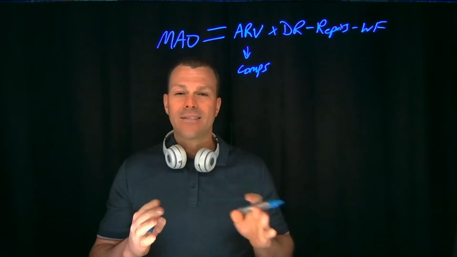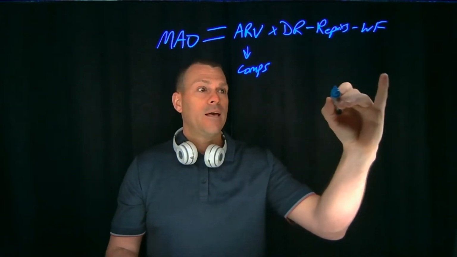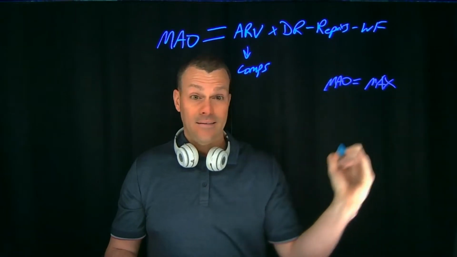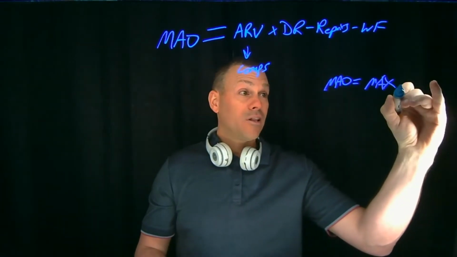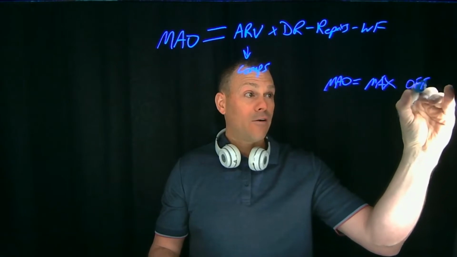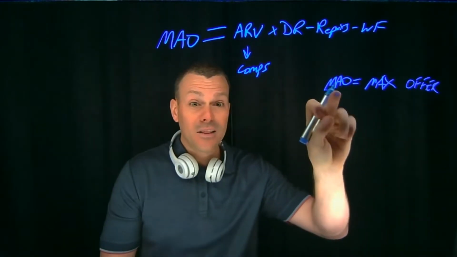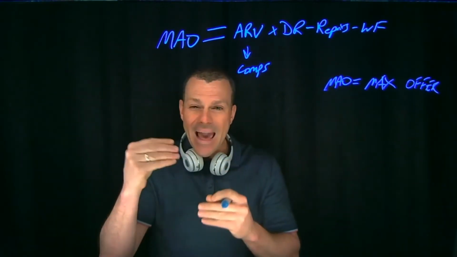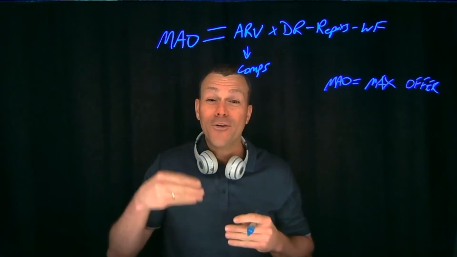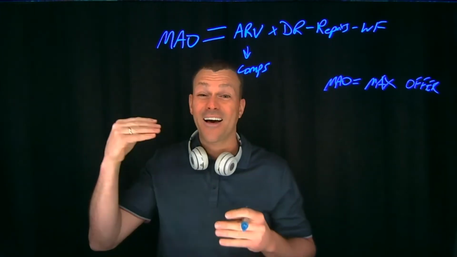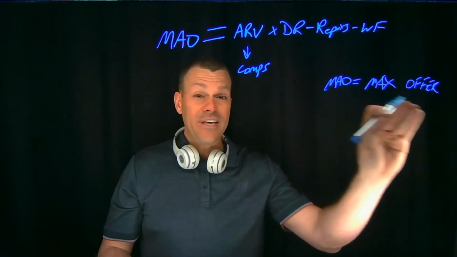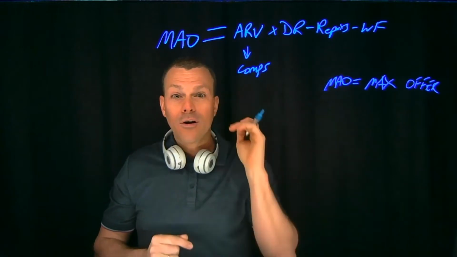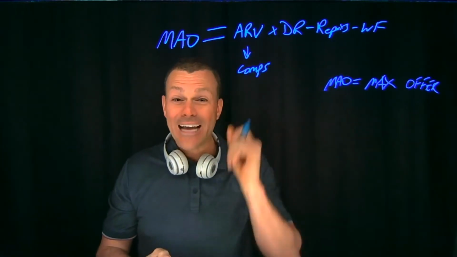So let me explain this and break it down for you, make it much easier. MAO is the max allowable offer. So I'm going to write max offer here, but it's the max allowable offer. That's what that is. We're going to determine the max that we can offer, so we can offer a little bit less, or in some cases a lot less. So this is the MAO formula, but we start with the ARV, and that's why I started there.